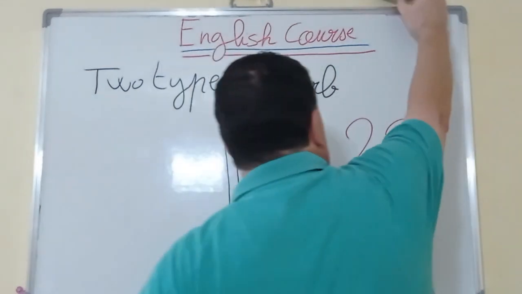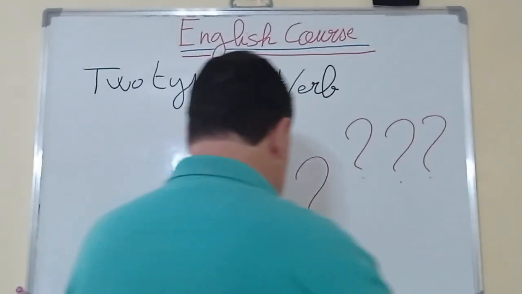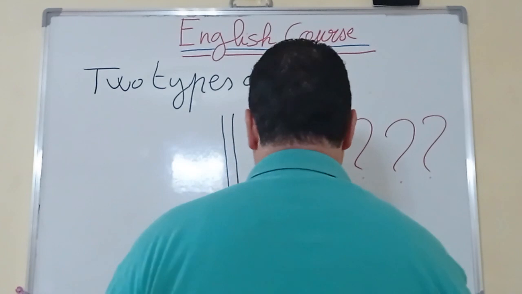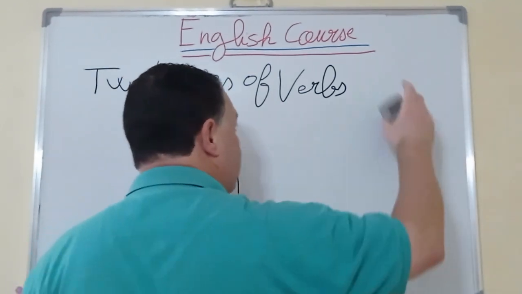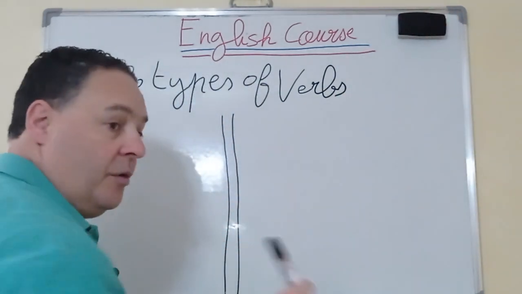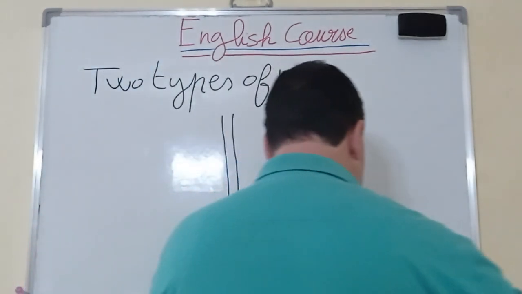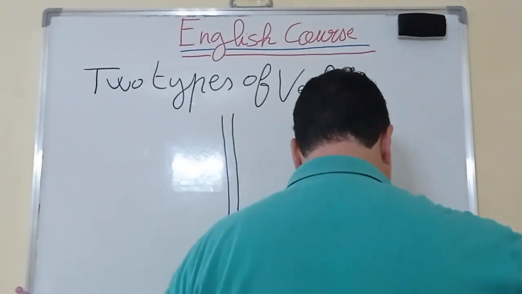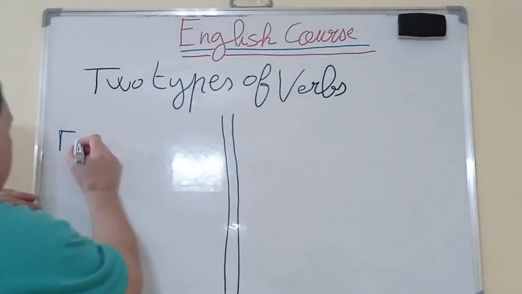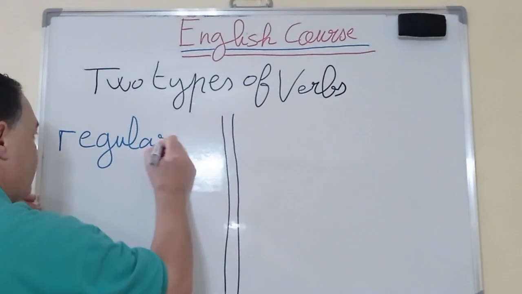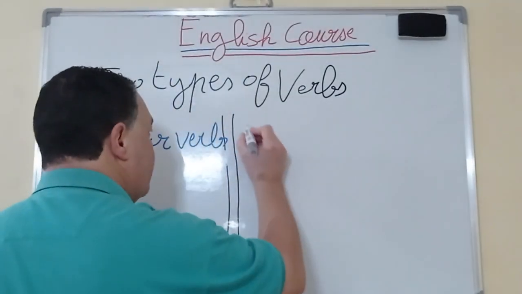And verbs in English? So, what does it mean? Sorry, I will erase this. Write with me there, please. I will take the blue one. So, regular verbs. Regular verb. And irregular verbs. Irregular verbs.